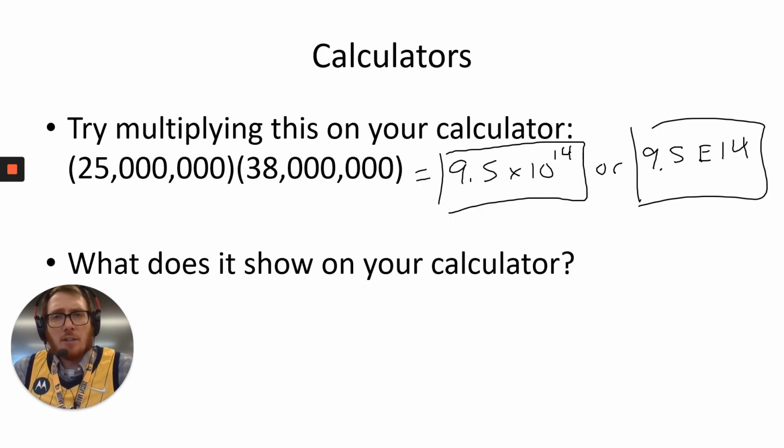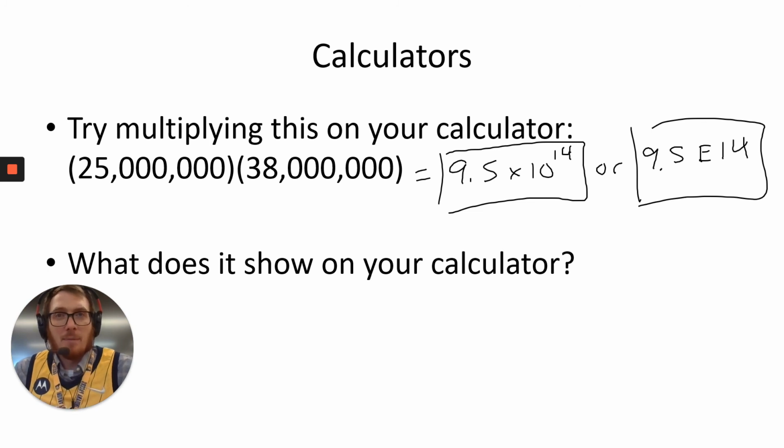One other thing I'd like you to try is on whatever calculator that you use, try multiplying 25 million times 38 million. Whatever calculator you use when you plug that in, please try that. You'll probably get some strange number. It'll either look like this. It'll say 9.5 times 10 to the 14th. Or your calculator may show 9.5e14. This is just scientific notation.